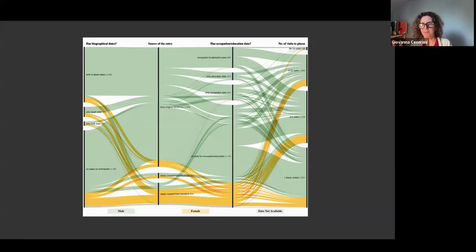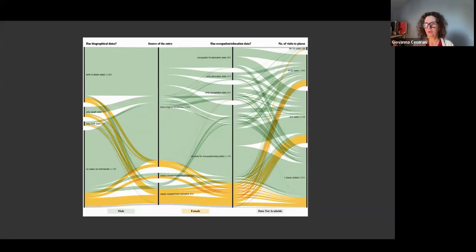What do we know about the women, which are here in orange, versus the men, which are here in green? So you immediately see that for most of the women, we have very little or no information about occupation and education. And this is an immediate reminder that women were not admitted to universities even at the time. But it also becomes something that you see in the data that then prods you to ask different questions.